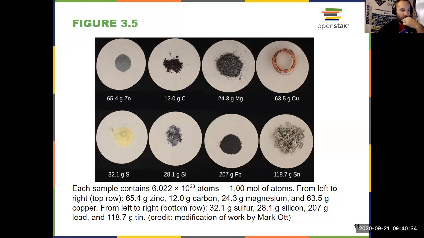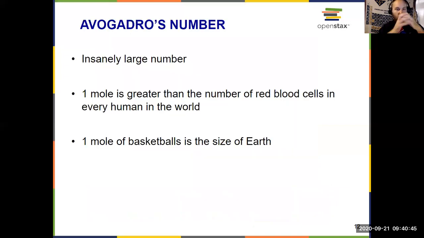Okay. And you might notice something notable about those numbers, right? They correspond to the atomic masses on the periodic table, which we're getting to. Okay. So as you can see, 6.022 times 10 to the 23rd, right? 6.022 and then 20 more zeros after that. It is a crazy big number, right?